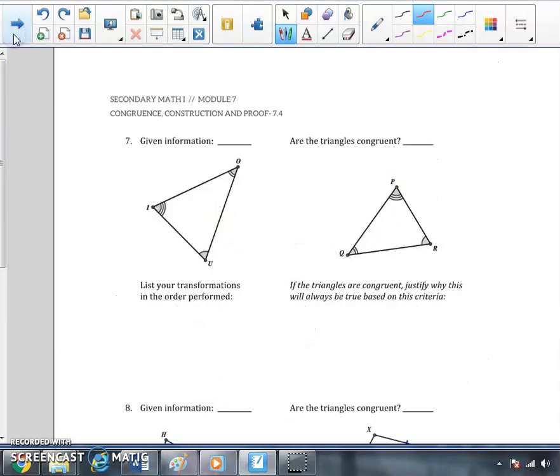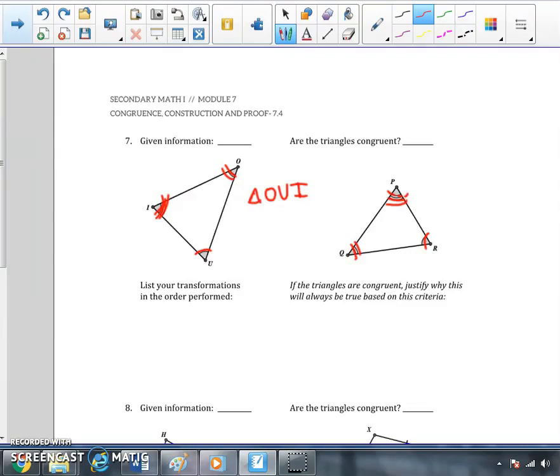In number 7, we were asked to take a look at triangle OIU, and we were asked to determine if it was congruent to the triangle on the right. And the first thing that we noticed was that angle O had 2 tick marks, angle Q had 2 tick marks, angle I had 3 tick marks, angle P had 3 tick marks, and angle U had 1 tick mark, as well as angle R.